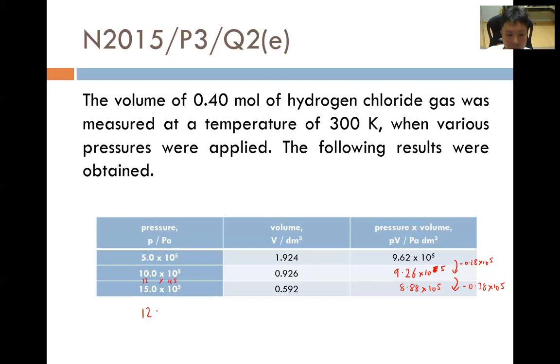Okay, so if this is going to be 12 times 10 to the power of 5, the product PV is going to be estimated as 9.108 times 10 to the power of 5.